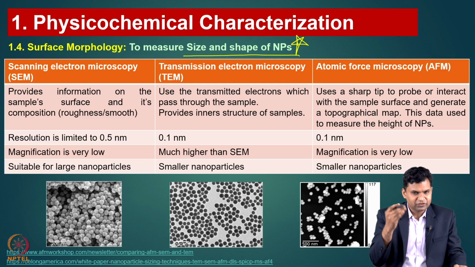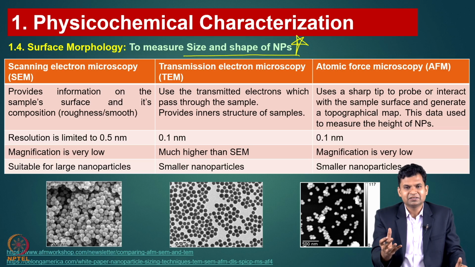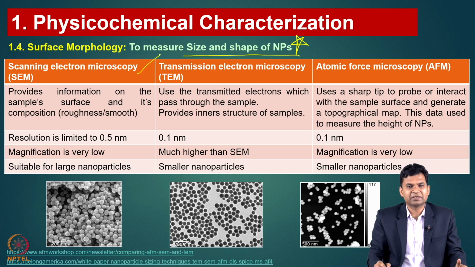So, now you can see, we can measure the size as well as you can see the shape of the particles. You can see all these three, the shapes are spherical, there is no non-spherical materials here, right. So, first one we are going to see the scanning electron microscopy.